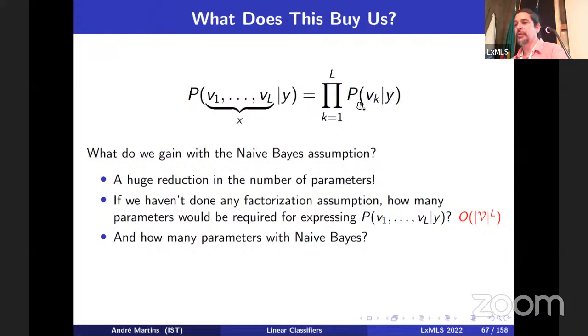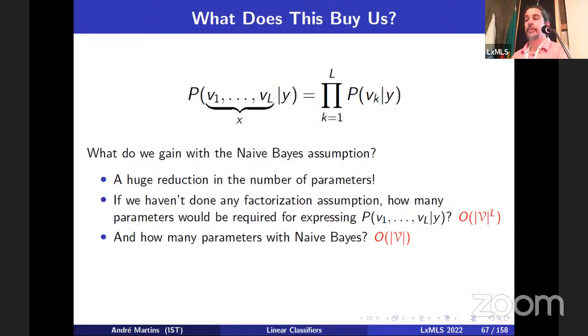No, because we are estimating. The only thing that we need to estimate is the probability for each word in the vocabulary given a label. So the answer is just linear in the vocabulary size. It's basically the number of labels times the number of words. I'm ignoring the number of labels here because I'm assuming that the number of labels is a lot smaller than the vocabulary size.